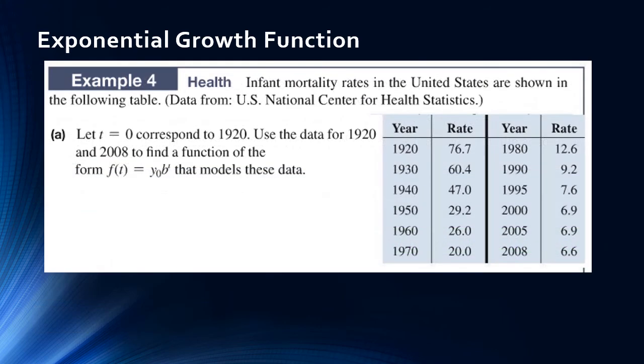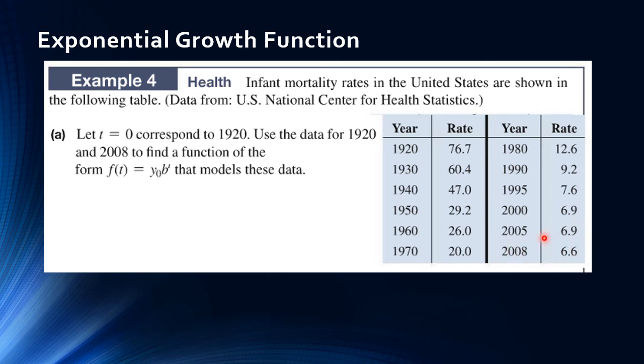Okay. Infant mortality rates in the United States are shown in the following table. And this table comes from the U.S. National Center for Health Statistics. Let t equals 0 correspond to 1920. Use the data for 1920 and 2008 to find a function of the form f of t equals y sub 0 b to the t that models these data. So we're going to use this point here. 1920 is our starting point. That's t equals 0. And then we're going to use 2008 down here. Well, if t equals 0 at 1920, then 2008 would be 88 years later, or t equals 88.